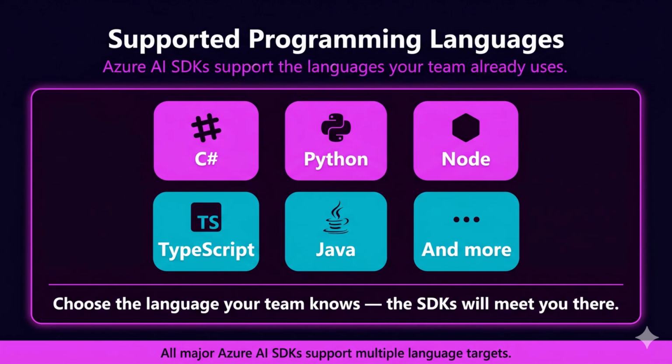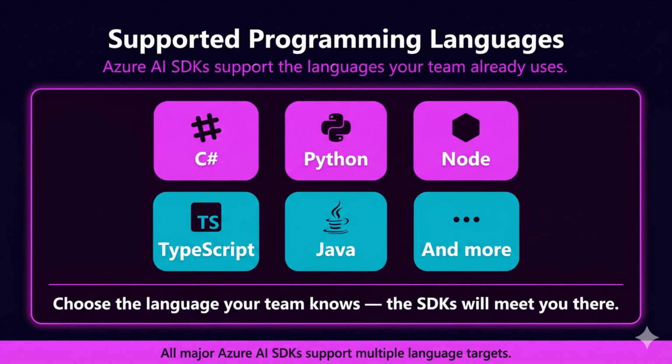Toolkit. Before we dive into the specific SDKs, it is worth noting the breadth of programming language support for Azure AI development. You can build AI applications using Microsoft C Sharp, Python, Node, TypeScript, Java, and other common languages. This is important because the Azure AI SDKs are not Python only. They are designed to support the languages that real development teams use. If your team works in C Sharp for a .NET backend, that is supported.